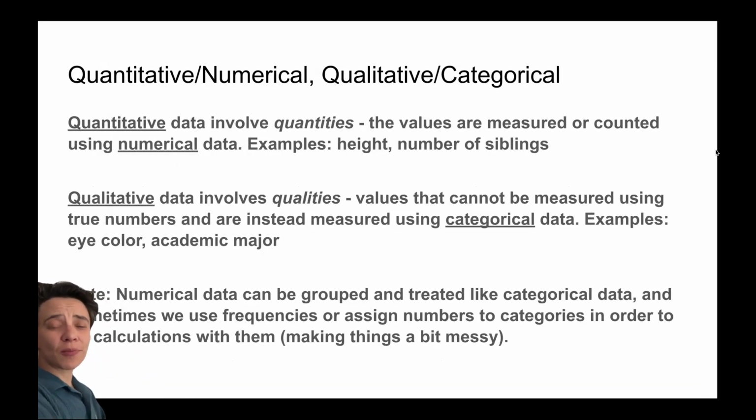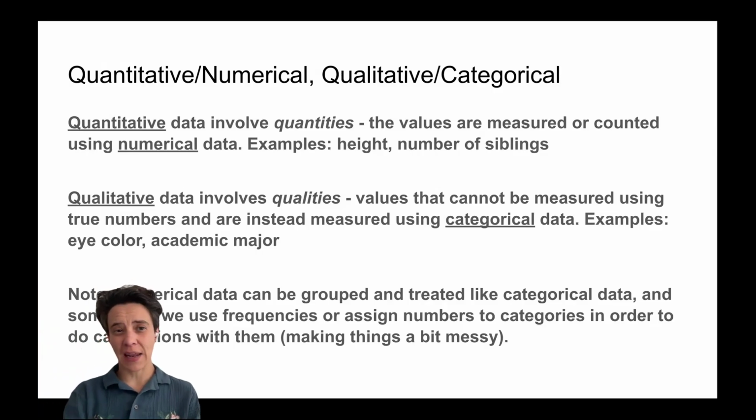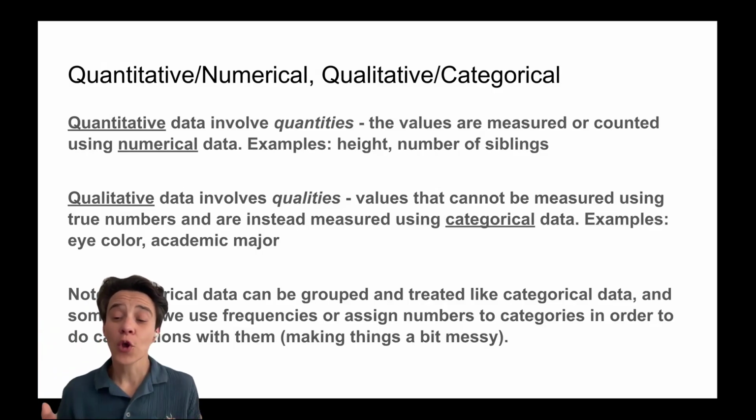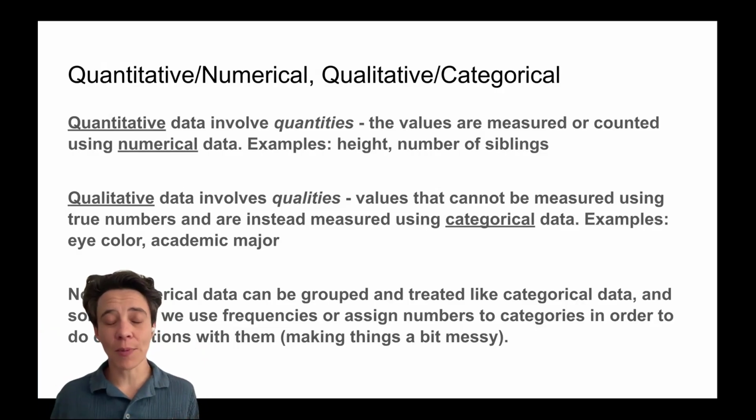A couple of other important terms to differentiate between are quantitative and qualitative. Quantitative data involves quantities, right? A quantity means an amount. That's something that you would measure using numerical data, or count, and that would still be numerical data.